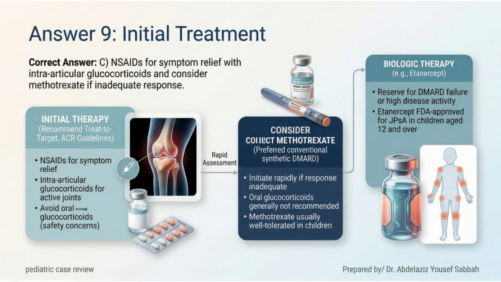The initial therapy follows a treat-to-target approach based on American College of Rheumatology guidelines. Start with nonsteroidal anti-inflammatory drugs for symptom relief and intra-articular glucocorticoids for active joints. Oral glucocorticoids should generally be avoided due to safety concerns. If the response is inadequate, methotrexate should be initiated rapidly as the preferred conventional synthetic disease-modifying antirheumatic drug. Methotrexate is usually well tolerated in children. Biologic therapy, such as etanercept, is reserved for disease-modifying antirheumatic drug failure or high disease activity. Etanercept is approved for juvenile psoriatic arthritis in children aged 12 and over.